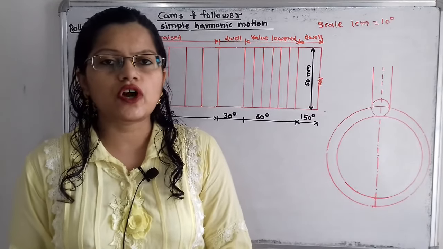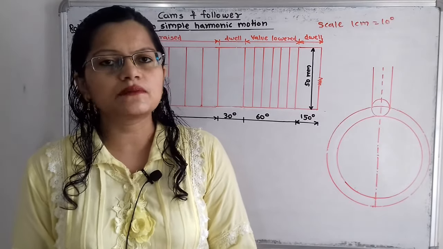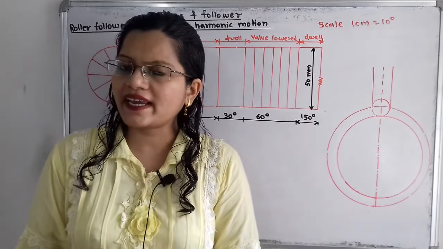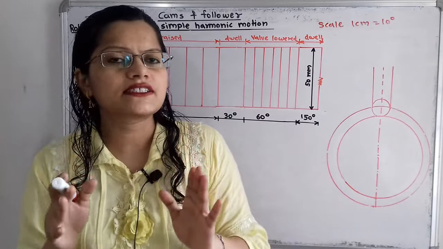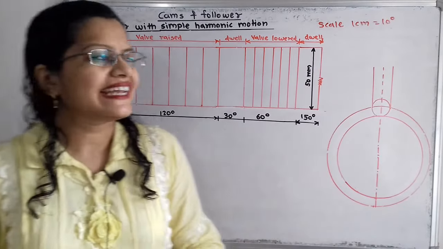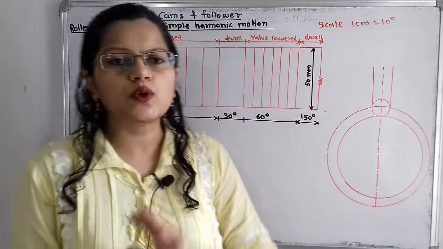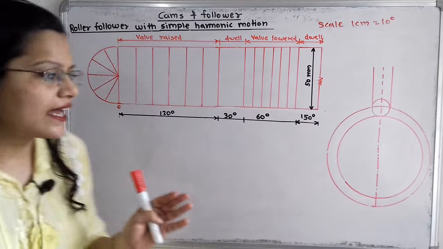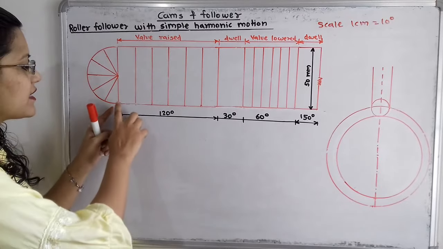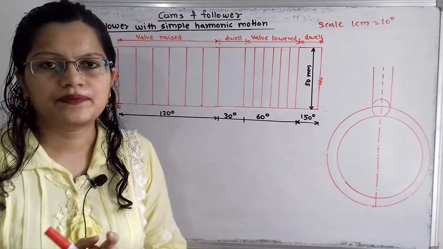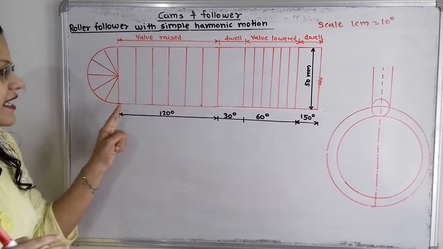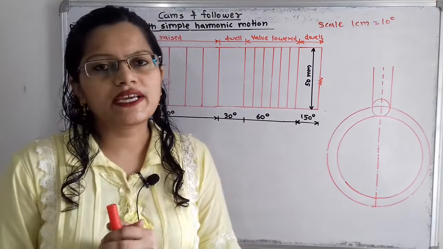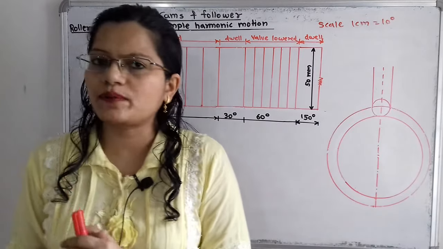Now we will move to draw the displacement diagram with some suitable scale. In one complete revolution of the cam, the angle covered is 360 degree. Now we will take the scale 1 cm equals 10 degree. That means we have to take the total distance for 360 degrees as 36 centimeter. On this x-axis, or abscissa, we will plot the revolution of the cam, or the angular displacement of the cam.